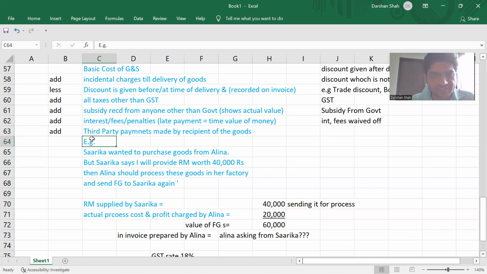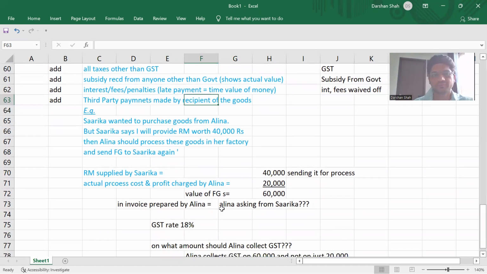See, if you understood this last example of third party payment made by the recipient of the goods, the person who is going to receive the goods, whatever payment is made by that person will also be included in the invoice value. Any doubt in this example, guys? If there is doubt, let me know, I can explain.